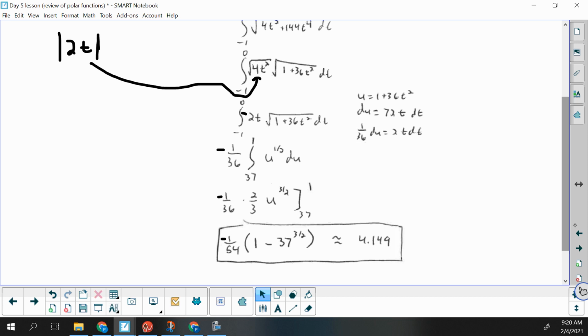And your exact form would be on the left there, -1/54 times 1 minus 37 to the 3/2, and to 3 decimal places, if you then punch that in, would be 4.149.